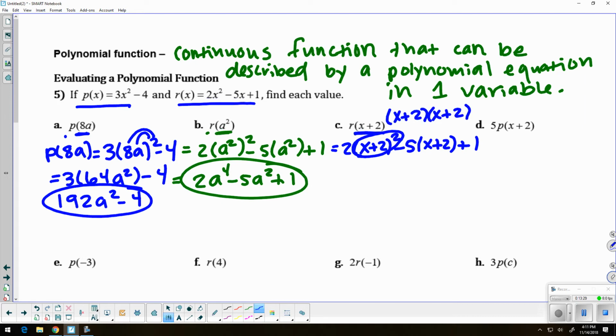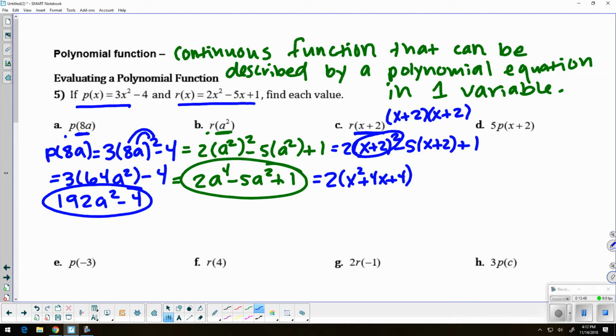Only if you have a monomial like we had for the previous problem can you just use the laws of exponents. Okay, that only works with monomials. But with a binomial, you have to actually FOIL this out. So when you FOIL x plus 2 with x plus 2, you still got that 2 out front, but FOILing that would give you x squared plus 4x plus 4.